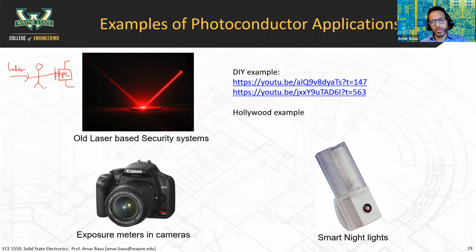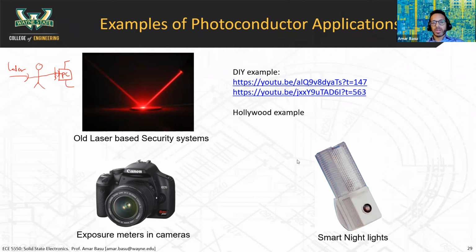Nowadays we have better ways of doing it with cameras and machine learning and stuff like that. But I always love these Hollywood movies where they're showing these old types of systems. The same type of thing is used in exposure meters in cameras. In photography, you want to know how much light is coming into the system so that you can determine your shutter time. They're also used in basic night lights. When it gets dark in the room, the light turns on automatically. Those are some examples of photoconductors.